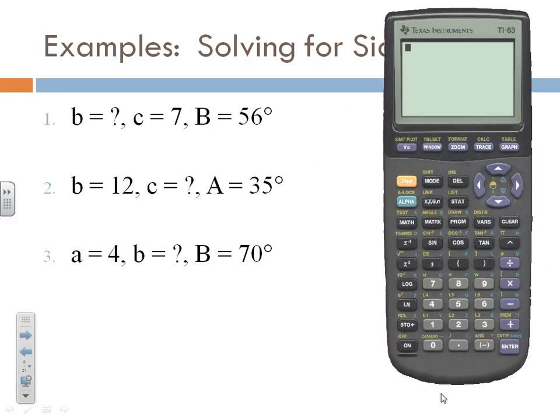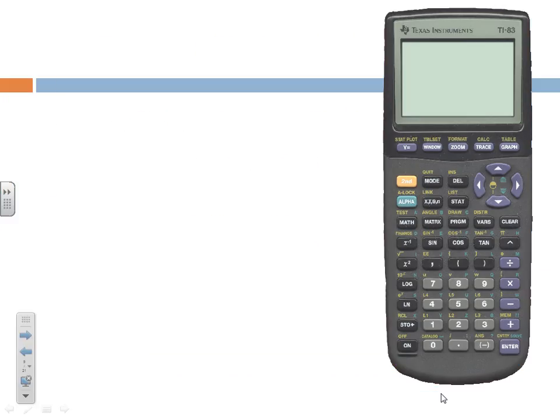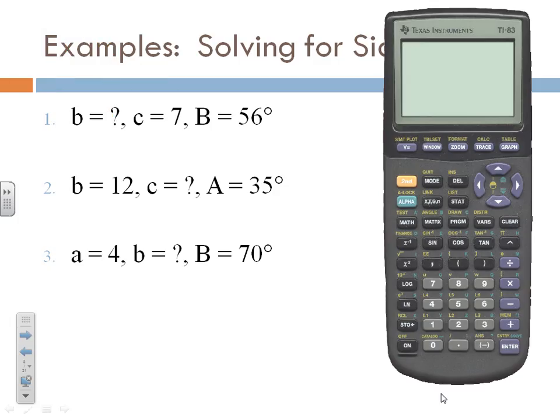So we're going to do this first example. We're going to start by drawing a picture. Alright? My picture will be my right triangle. I have sides A, B, and C. I have angle B, and I have angle A. Alright? Now I want to write my givens.